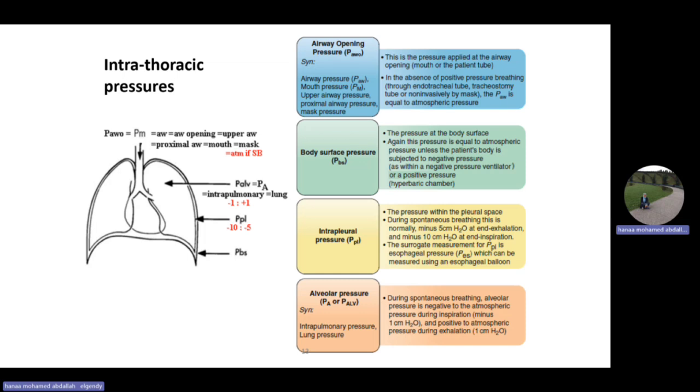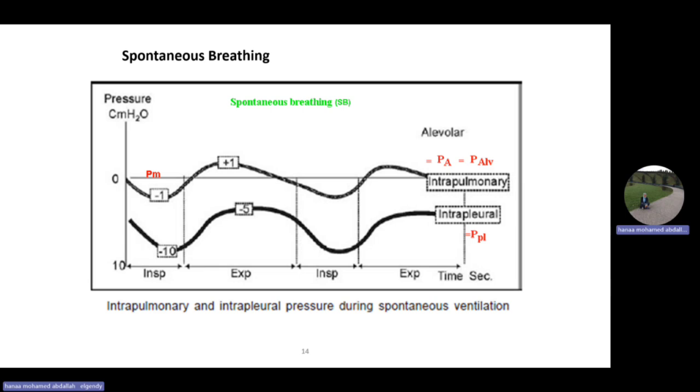What about the intrathoracic pressure? The most important intrathoracic pressures are the intrapleural pressure, which is the pressure within the pleural space, and the alveolar pressure, which is the pressure inside the alveoli. During spontaneous breathing, the intrapulmonary or alveolar pressure is -1 or +1 relative to the atmospheric pressure, which is 0. So the intrapulmonary pressure is negative during inspiration and positive during expiration. While the intrapleural pressure is more negative than the intrapulmonary pressure, it is around -10 during deep inspiration, and around -5 during expiration.